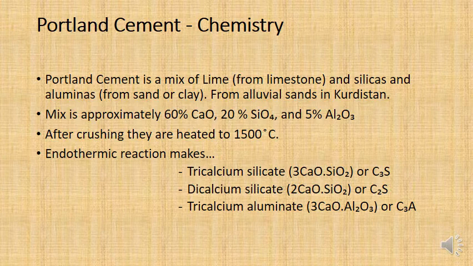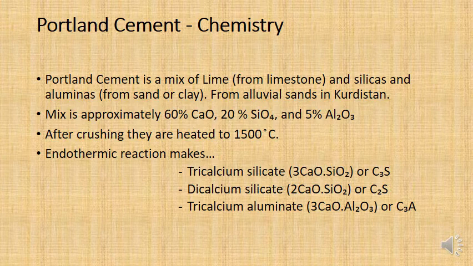Tricalcium silicate, what we call that is normally C3S. Now obviously the C is not carbon, we're referring to calcium. And the S is not sulfur, we're referring to silicate. Dicalcium silicate, in turn, we call that C2S, and tricalcium aluminate we call C3A.